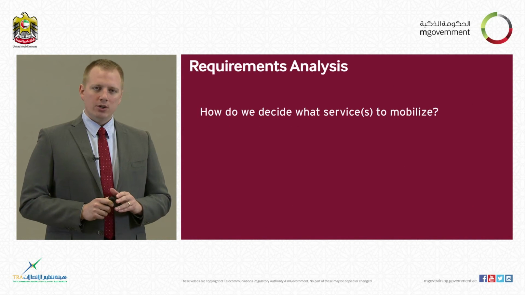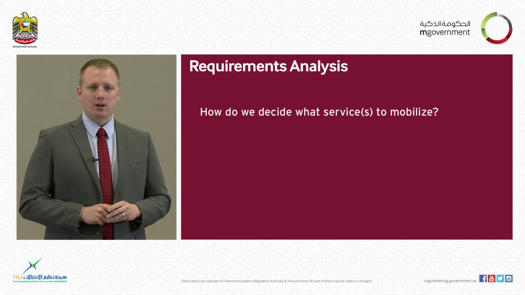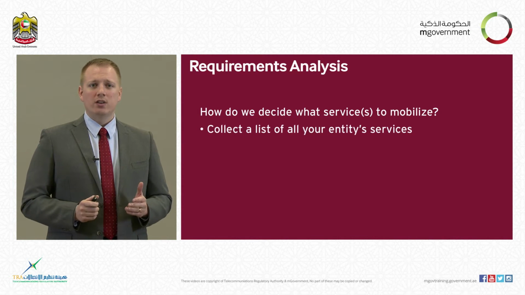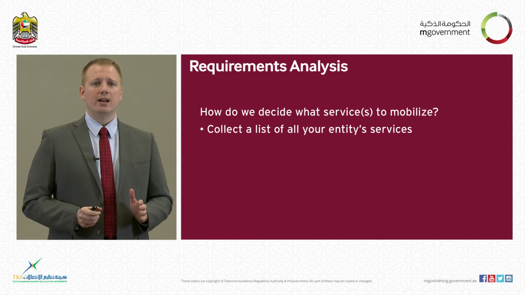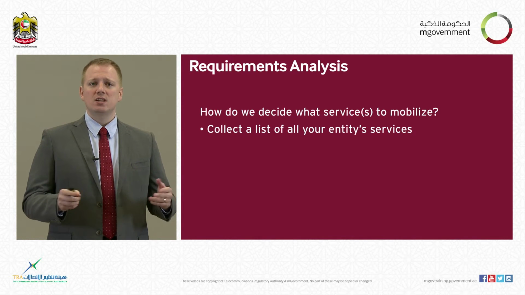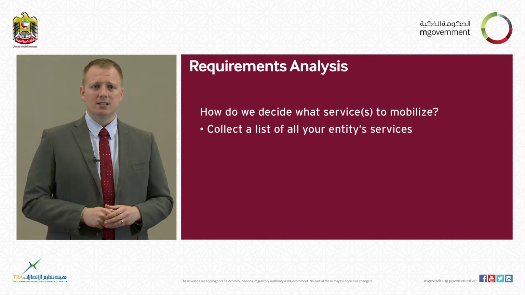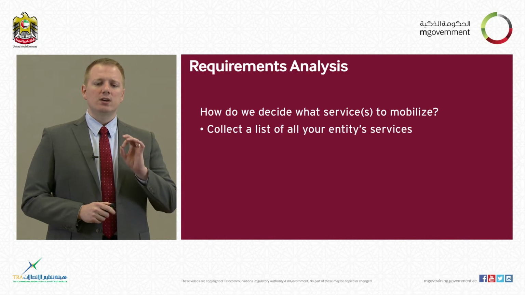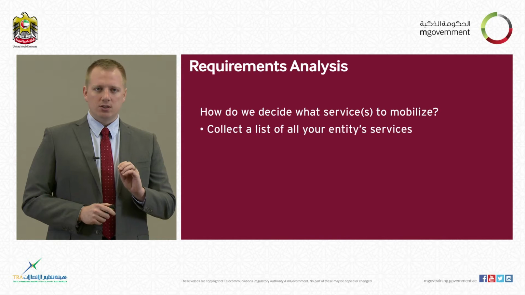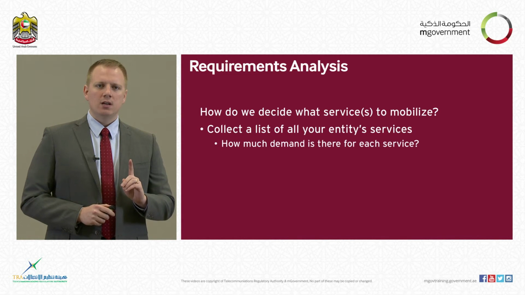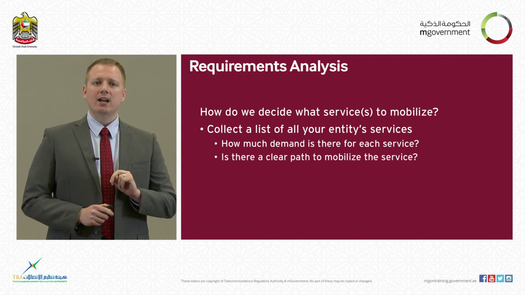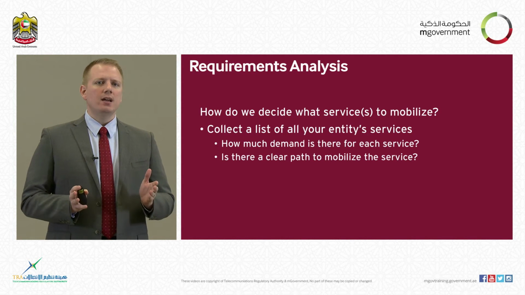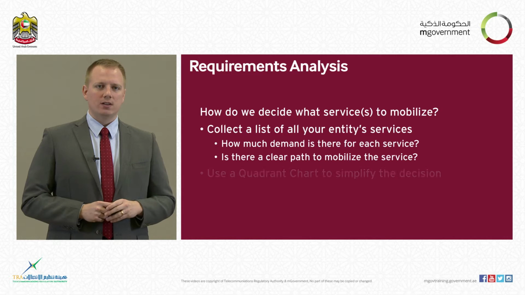Now, you should, in your organization, have what's called a service catalog, which is nothing more than a list of all of the different services that your entity provides to different businesses, citizens, or other government entities. And what you want to do is look at them and evaluate two things. First, how much demand is there for this service? And second, how easy would it be to turn this into a mobile service?